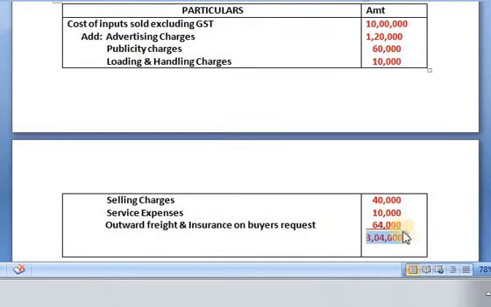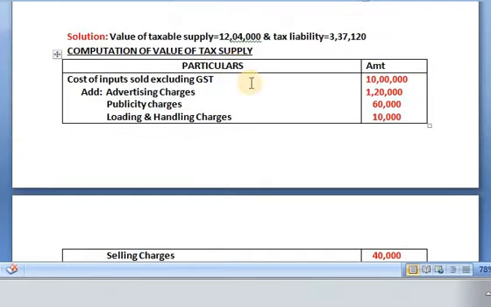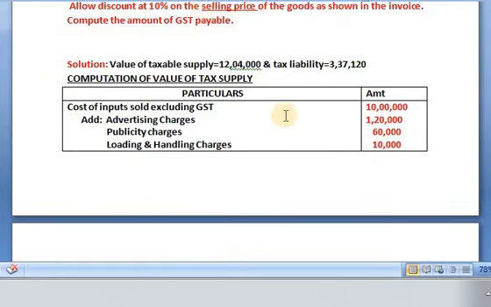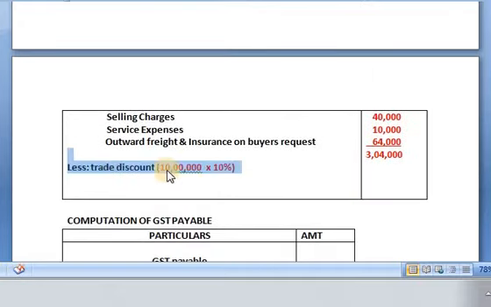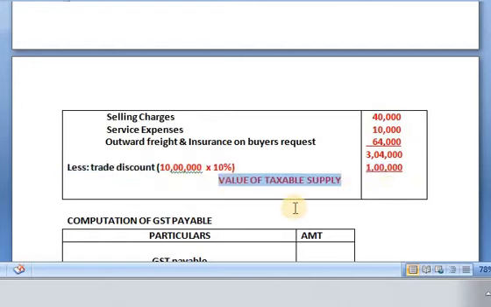Now next left out is the trade discount. But what trade discount have they said, how much, 10%. 10% on what? On selling price. What is the selling price here? 10 lakhs. So next go for taking the trade discount. 10 lakhs into 10%, you will be getting 1 lakh. Total value of taxable supply is 2,04,000.